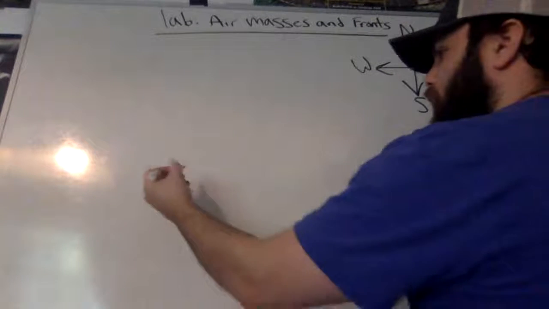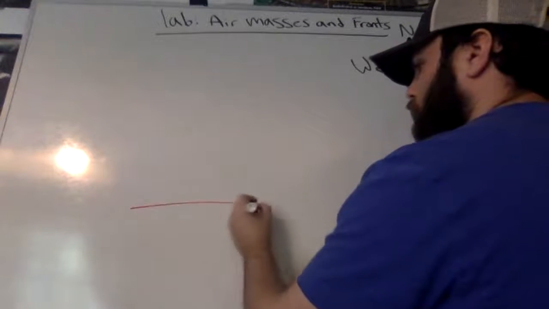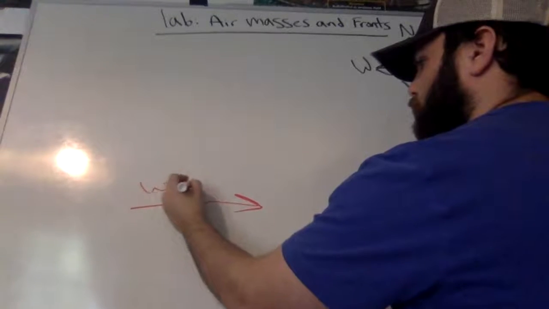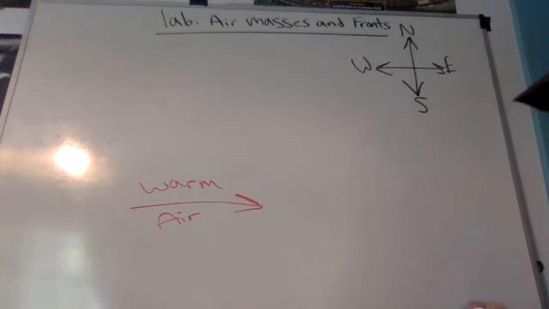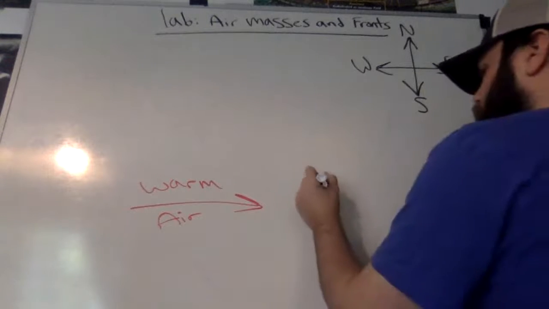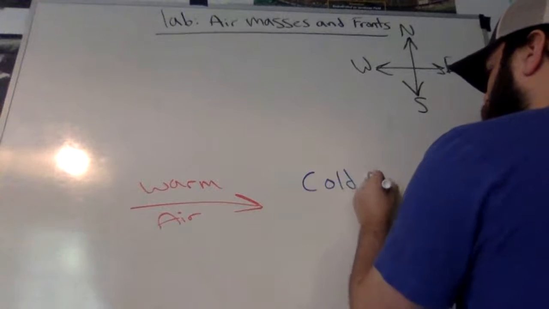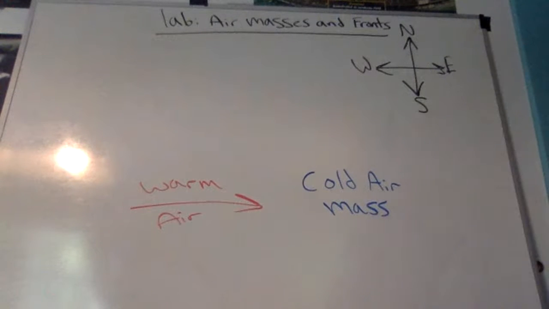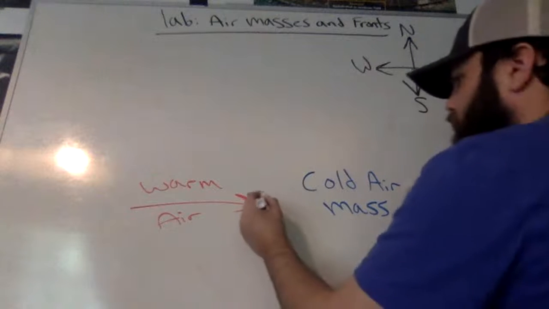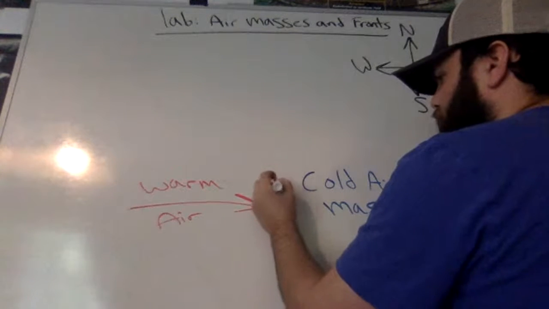We're going to put our warm air moving in. Got a warm air mass. And now we have a cold air mass. Okay? So when this warm air mass hits, let's say this is the beginning of the front.